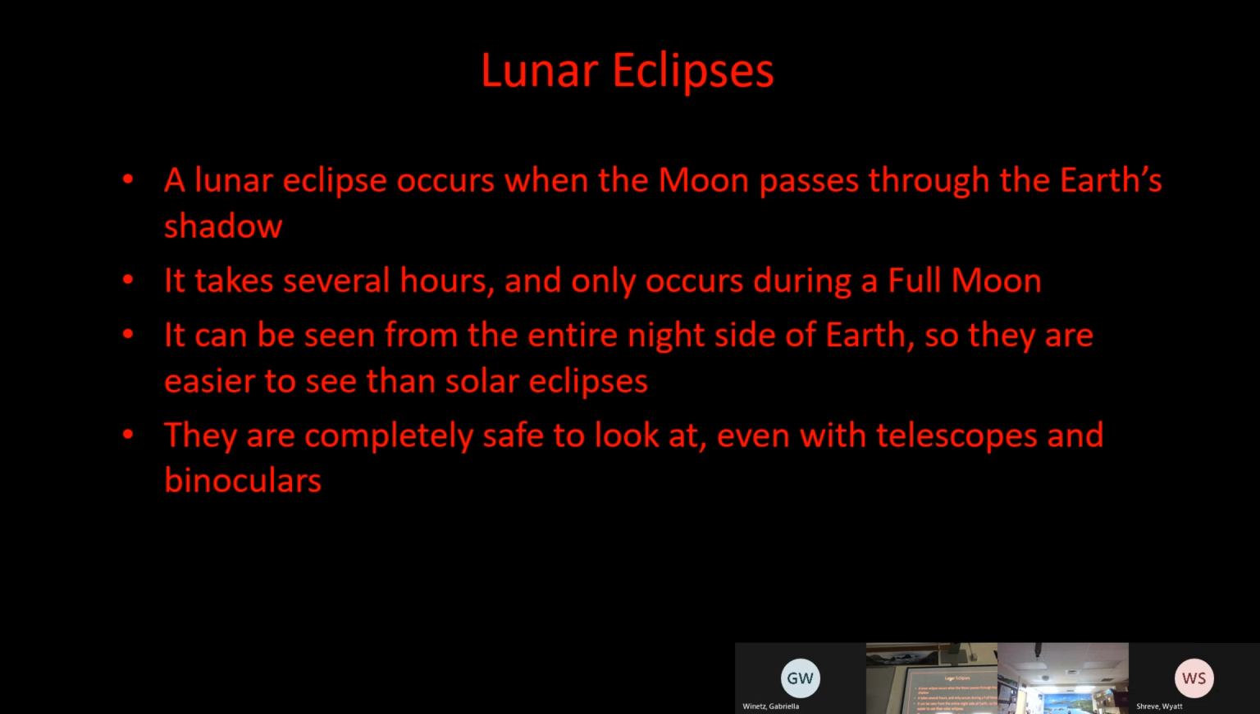So a lunar eclipse occurs when the moon passes through the Earth's shadow. It takes several hours and only occurs during a full moon. So what moon phase is it? Full moon, right? Only occurs during a full moon. It can be seen from the entire night side of the Earth, so they're easier to see than solar eclipses, and they're completely safe to look at, even with a telescope or binoculars.